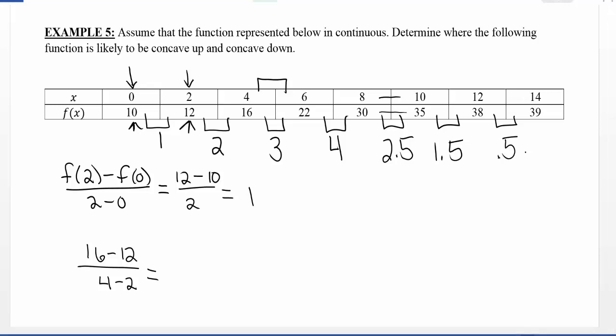If my values are increasing, that means that my function is bending upward and I'm concave up. If my values are decreasing, that means that my function is concave down and bending downward.